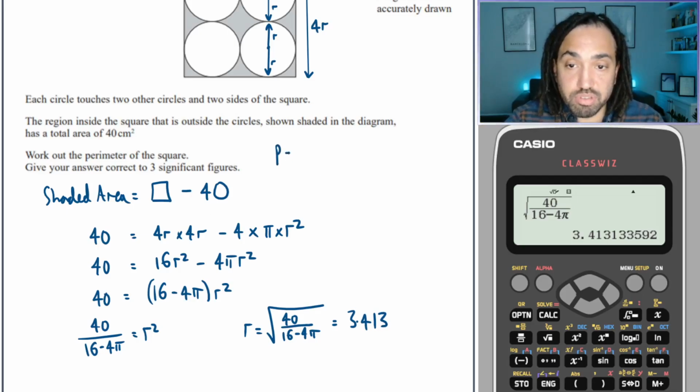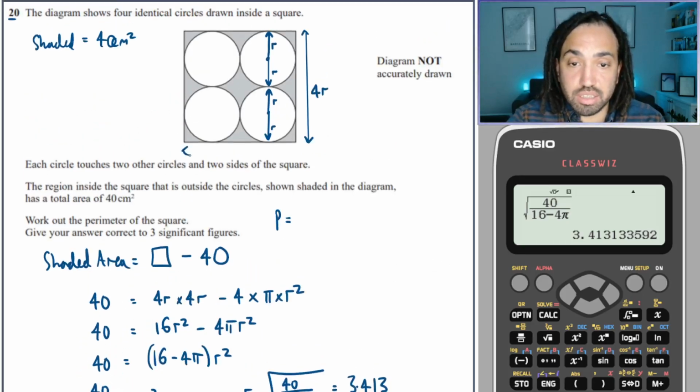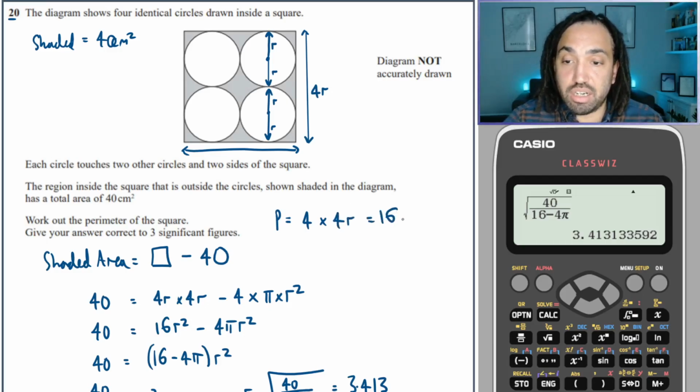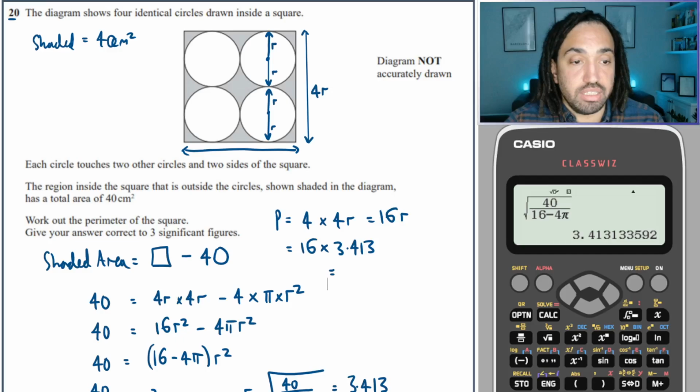So what's the question actually asked? It's asked for the perimeter of the square. So the perimeter of the square would be all 4 sides, and each side is exactly the same. It's 4R. So that will be 16R, which is equal to 16 multiplied by 3.413, which is, just times that by 16 to get our final answer of 54.6.